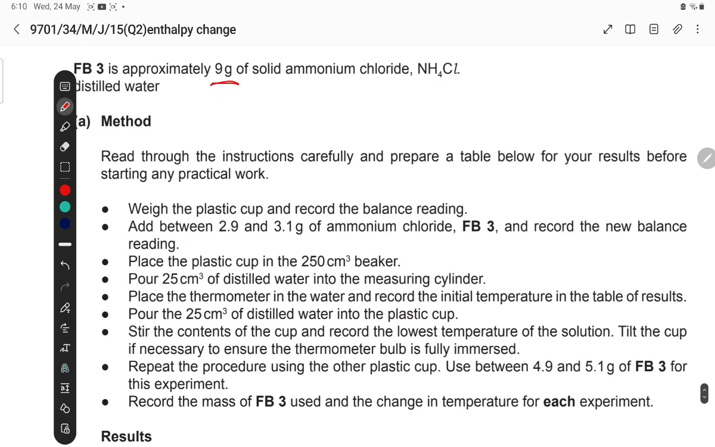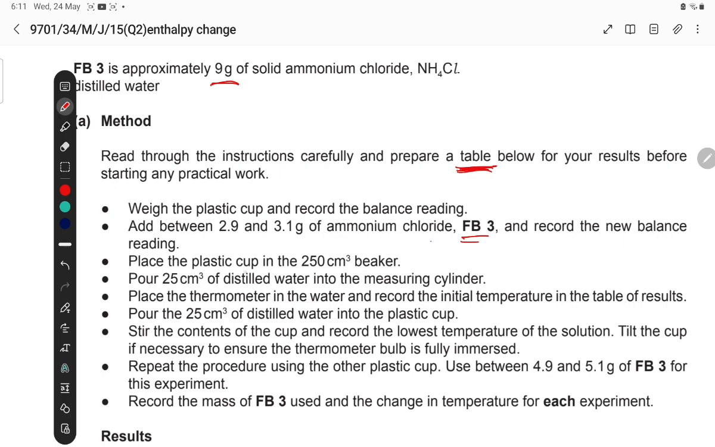Method: read through the instructions carefully and prepare a table below for your results before starting. To draw the table is also very important in an enthalpy change question. Before starting any practical work, weigh the plastic cup and record the balance reading. Add between 2.9 and 3.1 gram of ammonium chloride FB3. FB3 is the ammonium chloride, and record the new balance reading.